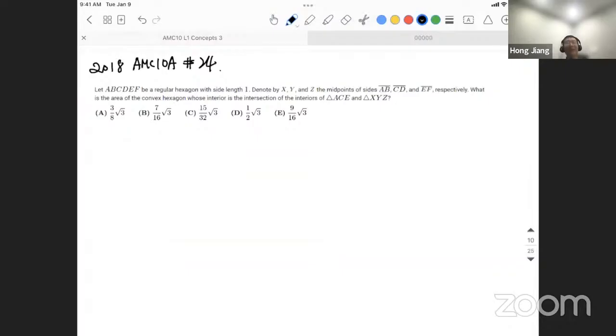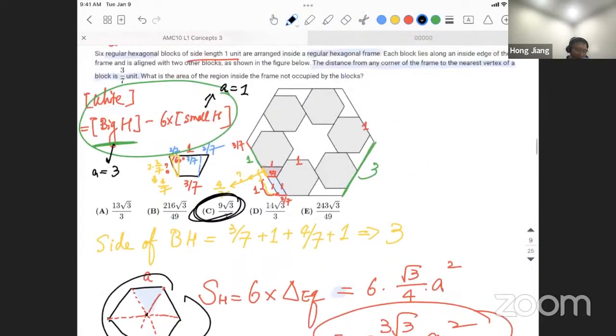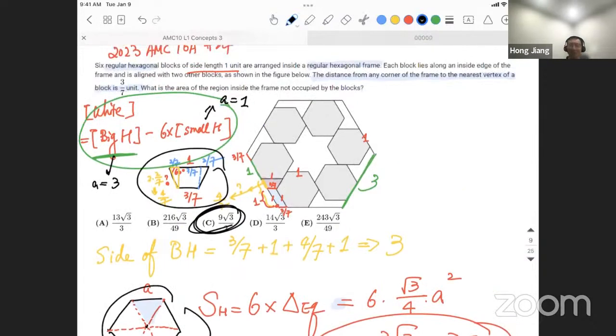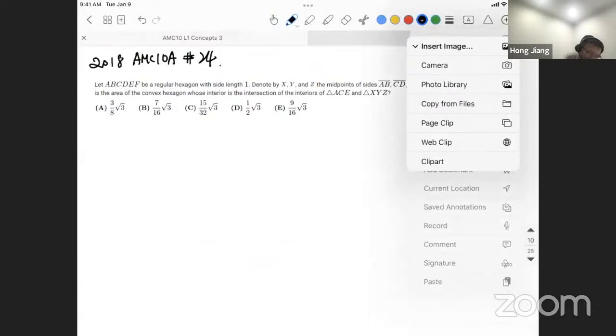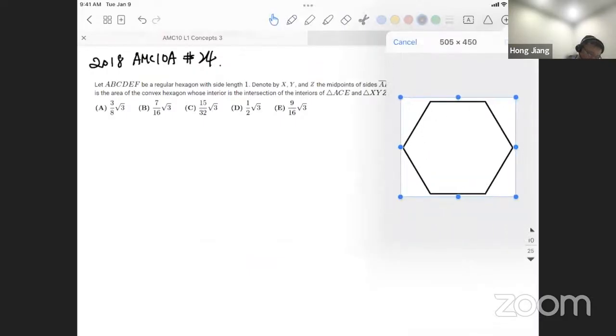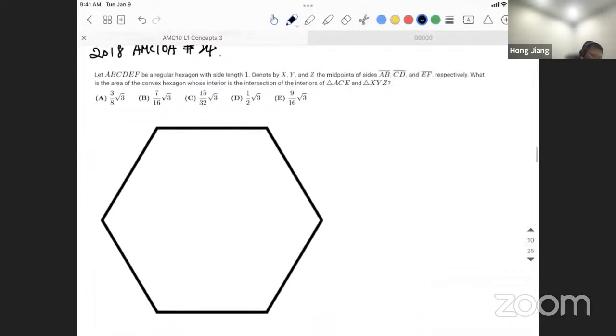Trust me, AMC loves to test your hexagon. Among the polygons, the hexagon is the most important because there are so many special properties you can use here. Try to remember it. I'm going to give you the graph, just trying to make your life easier. We have a regular hexagon, and I'm giving you A, B, C, D, E, F. They have side length equal to 1.